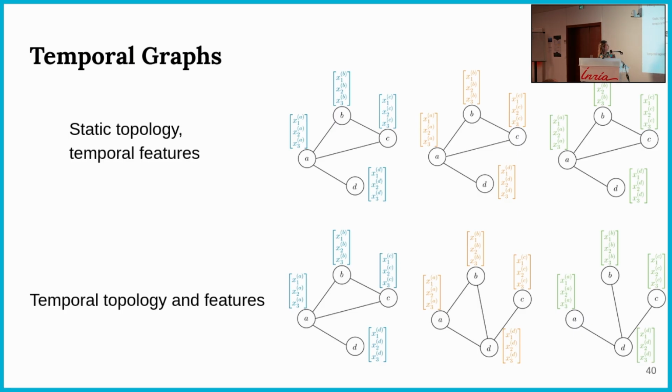One is a graph in which the topology is fixed, but the features change over time. And the second one has both the topology and features that change over time. And depending on one of these two types of graph, we can design different temporal models.